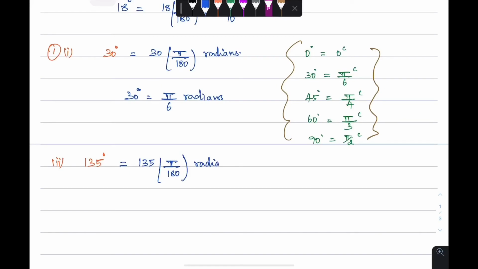If you're listening to this session, I want you to write along with me. Have a pen and paper, start writing it, calculate it. So 135 into pi by 180 can be simplified as what? Exactly. I'm giving you time. You do it along with me. It is 3 pi by 4 radians. Very good.